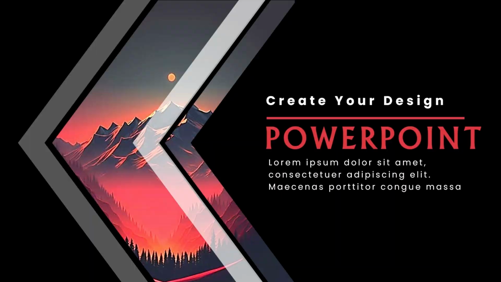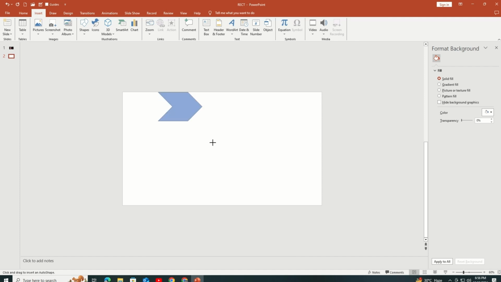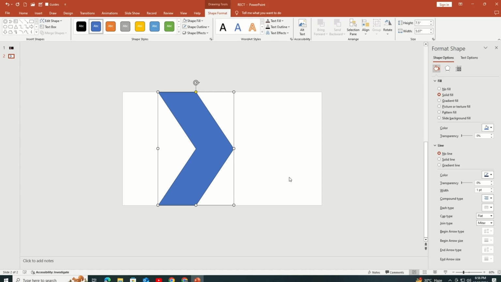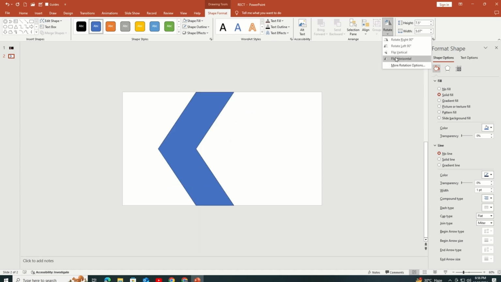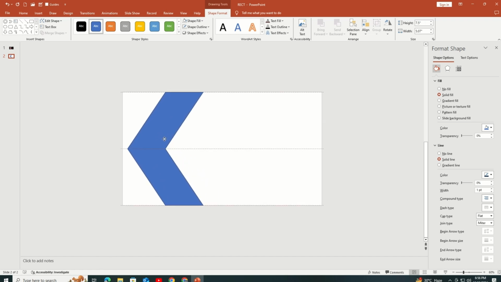So in this video, I'm going to show you how to make this amazing PowerPoint template. So go to a blank slide and you're going to insert this arrow type shape that is at the right side, of course, and what we're going to do is rotate it to the left side. And now we're going to move it onto the left side.